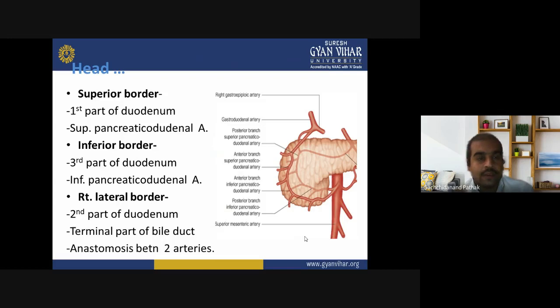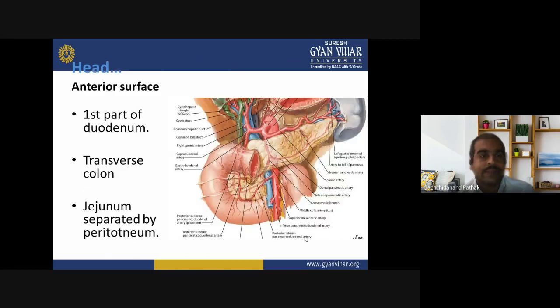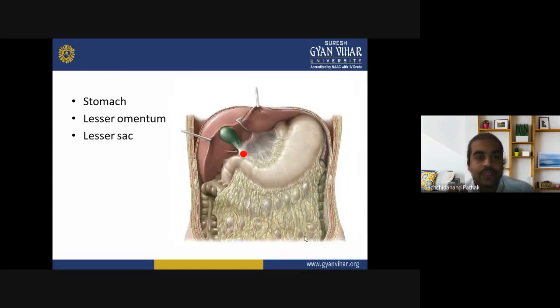And the right lateral border relations are the second part of the duodenum, the terminal part of the bile duct, and the anastomosis between the two arteries. Anterior surface: the first part of the duodenum, transverse colon, and jejunum, separated by the peritoneum. These are having the stomach, the lesser omentum, and the lesser sac. So these are the structures you can see here.